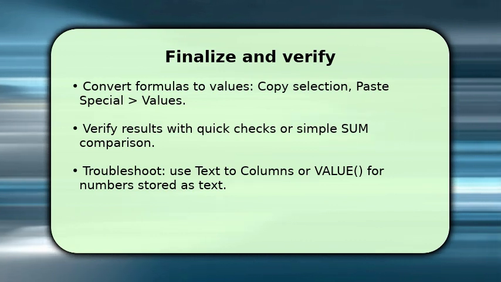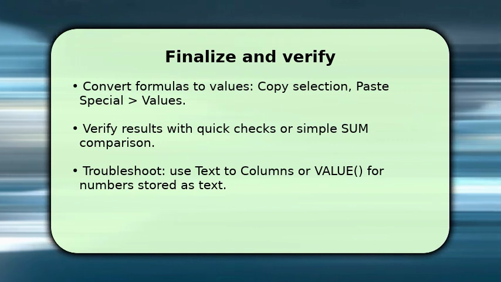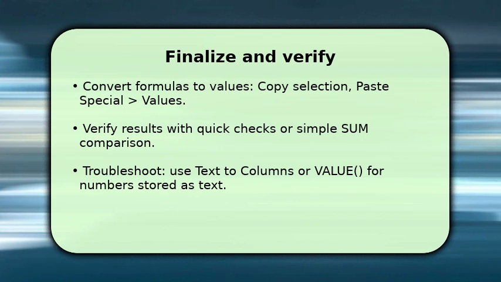Once done, verify totals or sample cells with SUM or manual checks to ensure expected changes. If some cells didn't change, they were likely text. Make sure to convert them using text to columns or wrap with value before repeating the operation. If unexpected blanks or errors appear, undo, correct the selection, and reapply the chosen Paste Special or formula method.